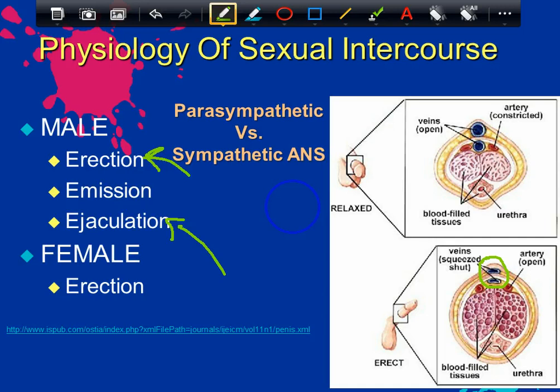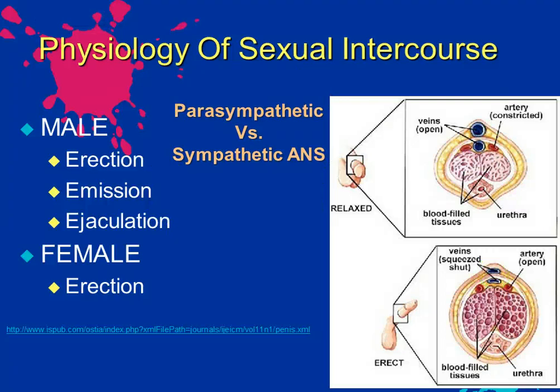In females, you've got an erection, albeit not that much, caused by, again, the same process of vasodilation in the male. This requires a combination of both parasympathetic and sympathetic autonomic nervous systems working together, which is not all that common. Usually they're balanced against each other.